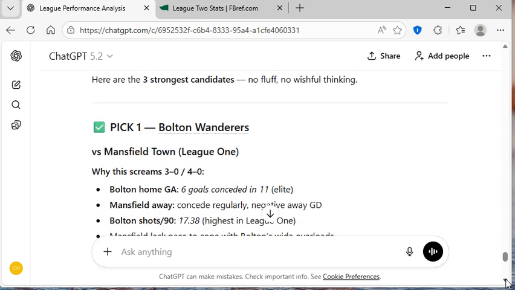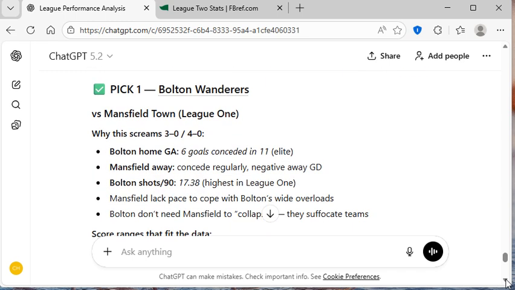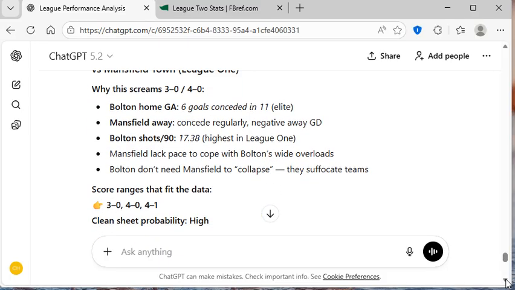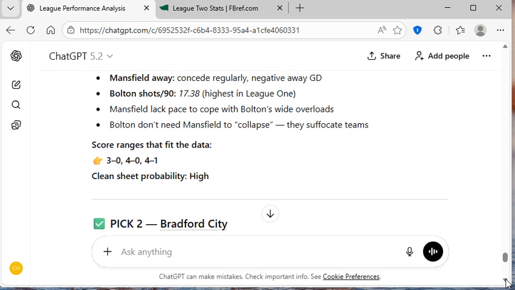So Bolton versus Mansfield Town. Quite interesting. Mansfield Town had a comeback against Barnsley the other day, which is quite interesting. But this screams 3 or 4-0. Bolton home. I think it's called goal allowance. I know it's goals against, but it says goals allowance on the FBref. Maybe it's a bit Americanised, I don't know. But goals against. Mansfield away concede regularly. Negative away goal difference. Bolton shots 97. I don't even know what that means. 17.38. Sounds good to me.